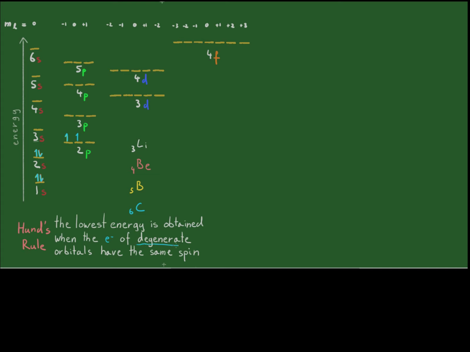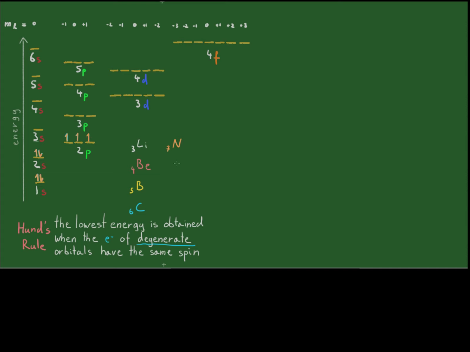This word degenerate simply means orbitals of the same energy. So all of the 2p orbitals are of the same energy, and also all of the 4d orbitals are of the same energy. Anyway, let's keep going with our examples. So after carbon, we have nitrogen. Nitrogen has 7 protons and therefore 7 electrons. 1, 2, 3, 4, 5, 6, so we are obeying Hund's rule, and 7.